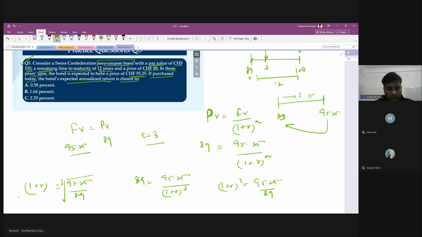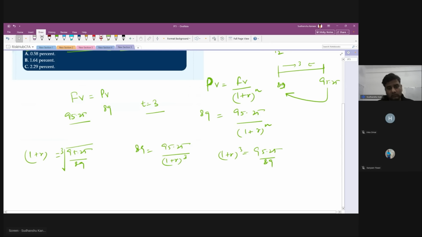95.25 divided by 89, and then raised to power 0.33. I'm getting 2.2649. Maybe there is some rounding off. But this whole thing is coming as 2.264. Sorry, after this, for me it is coming like 1.022649.